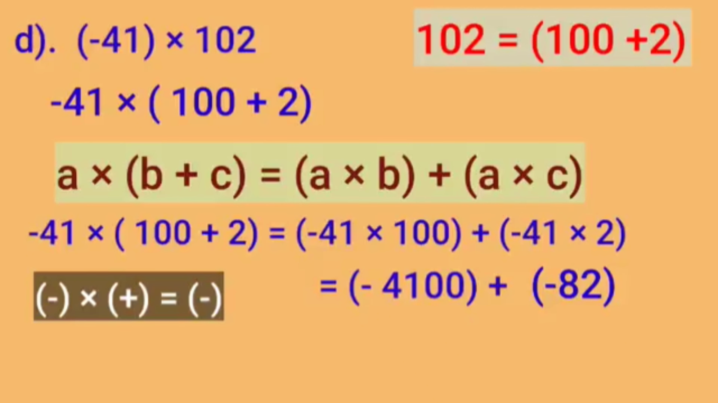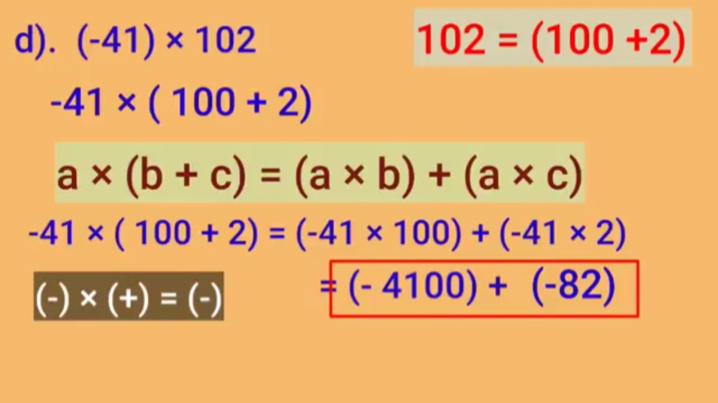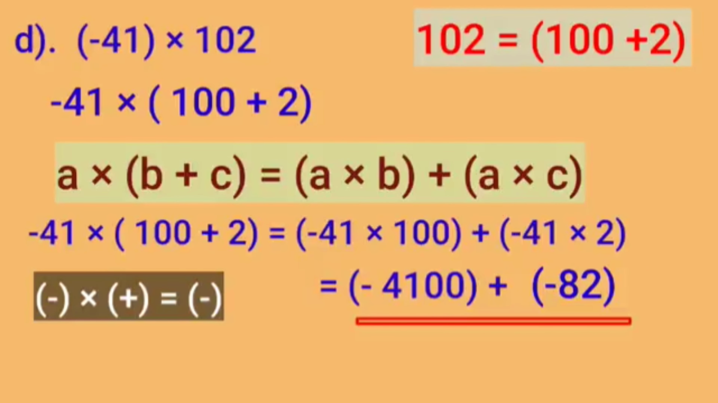Next step, add minus 4100 and minus 82. So minus 4100 plus minus 82. Here both the numbers have the same signs. So add their absolute values and write the same sign in the answer.